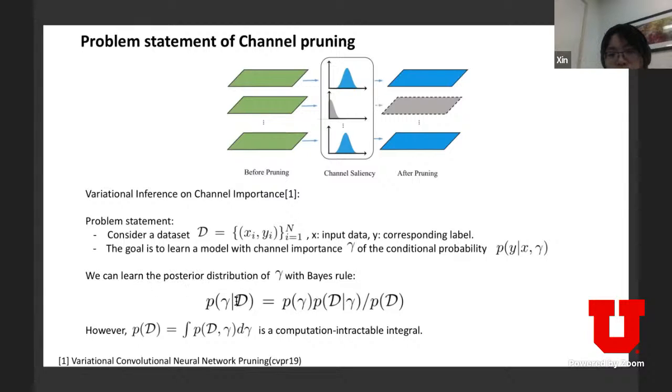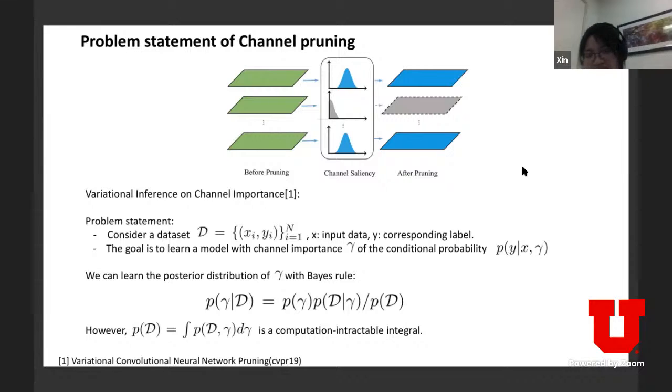Then if we want to learn the gamma, we need to learn the posterior distribution of gamma, P(gamma given D), and we know we can get this with the Bayes rule: it equals P(gamma) multiplied by P(D given gamma), divided by P(D). As we know, P(D) is computationally intractable, because in this integral we need to consider all the possible gamma.